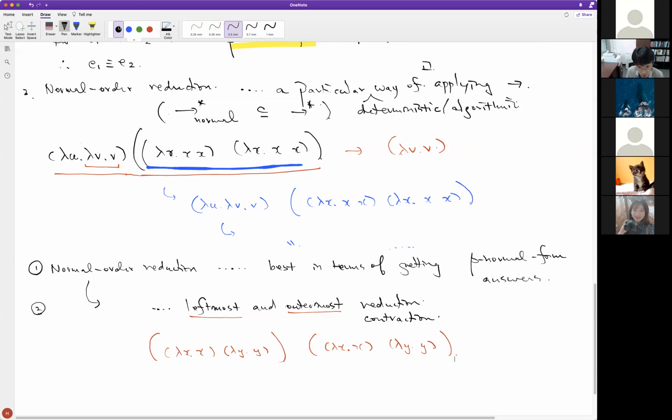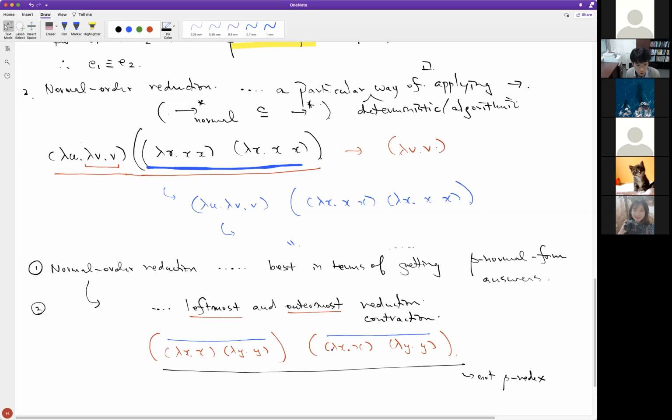Now, if you look at this topmost application here, this is not a beta redex. Why is that? That's because the operator part is not a lambda expression. Okay, so that's why it's not a beta redex. But we have two beta redexes here. The first one is this beta redex in the operator position, and the other beta redex is in the operand position. Okay, so we have two beta redexes.